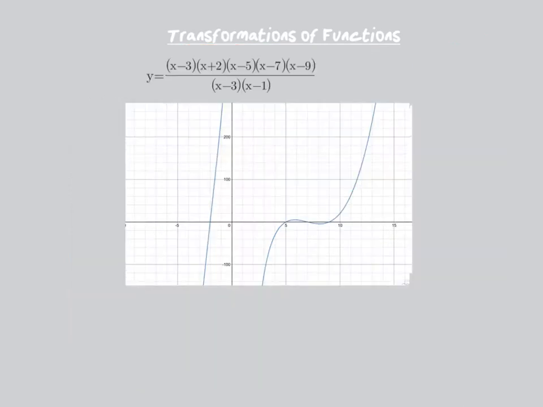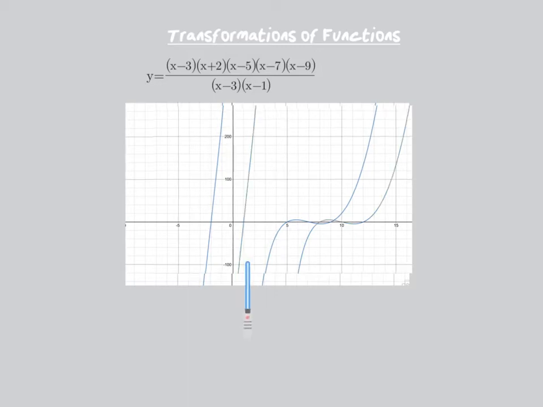Here's a rational equation, y equals (x minus 3)(x plus 2)(x minus 5)(x minus 7)(x minus 9), all over (x minus 3)(x minus 1). I want to know the equation of this graph right here, which is the green one, which is the same graph but moved to the right by 3. So every point is just moved to the right by 3. What exactly is the equation for that? Pause the video, write it down, and see if you get it right.